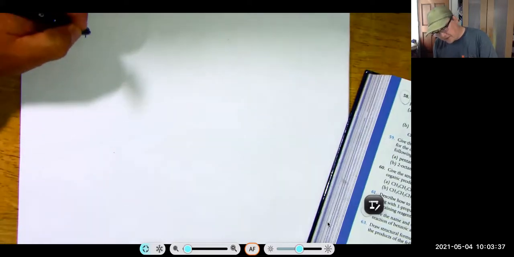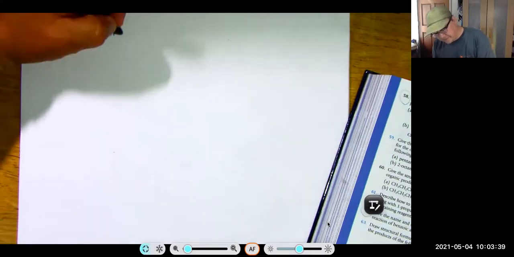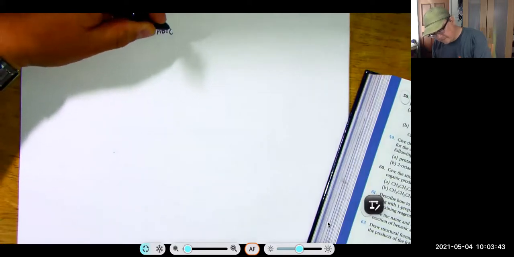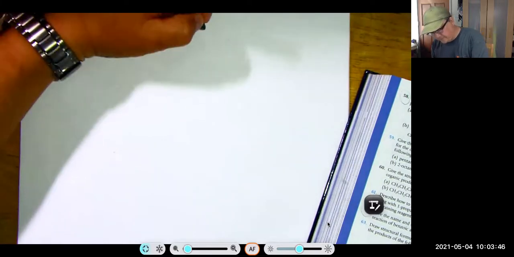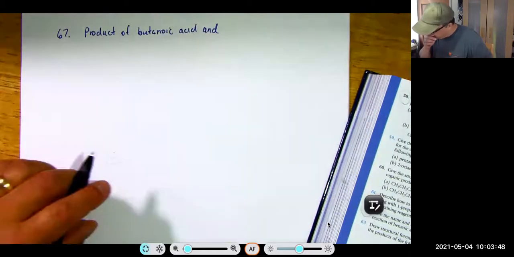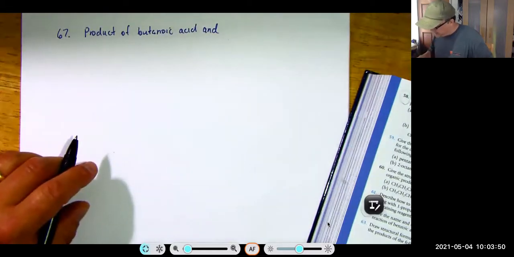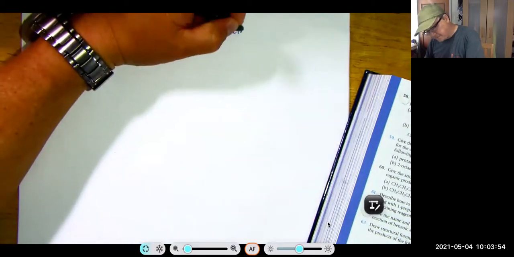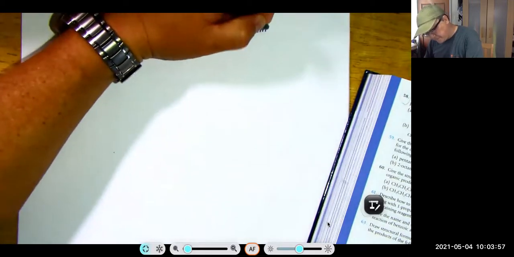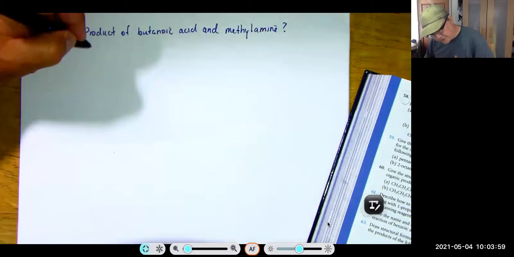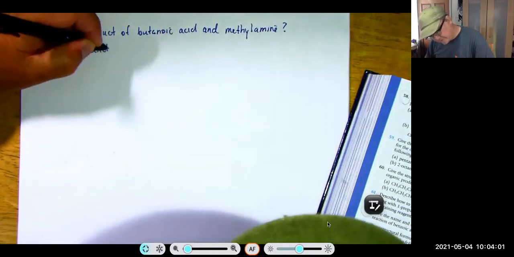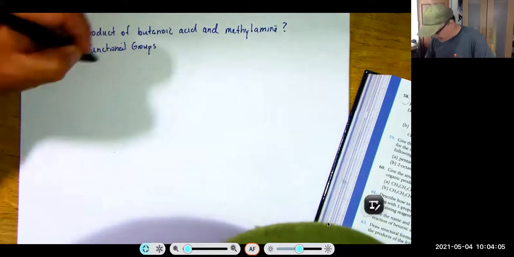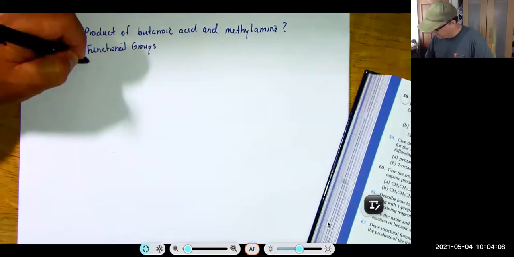The product of butanoic acid and methylamine. Functional groups. And then a reaction equation.